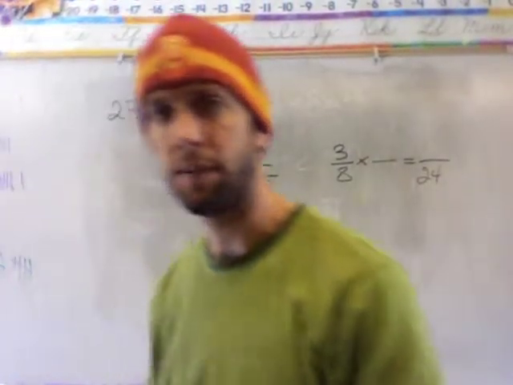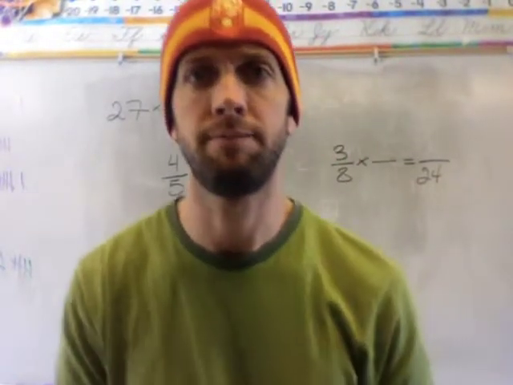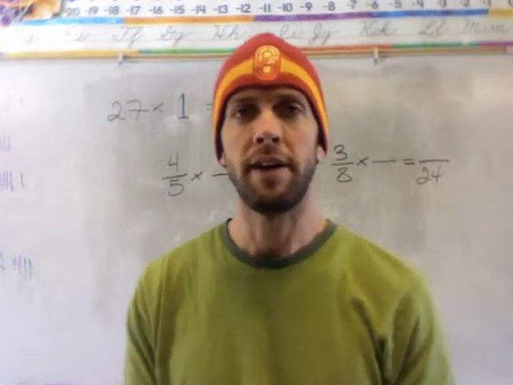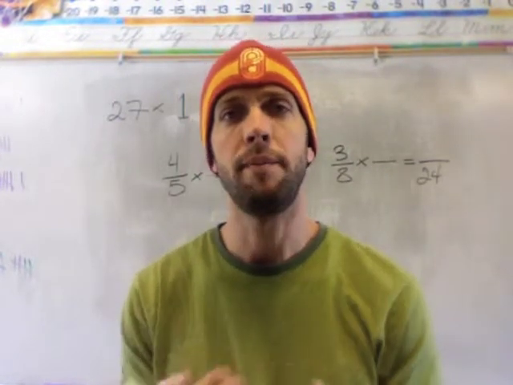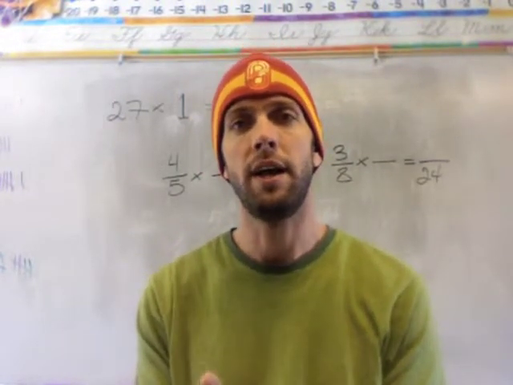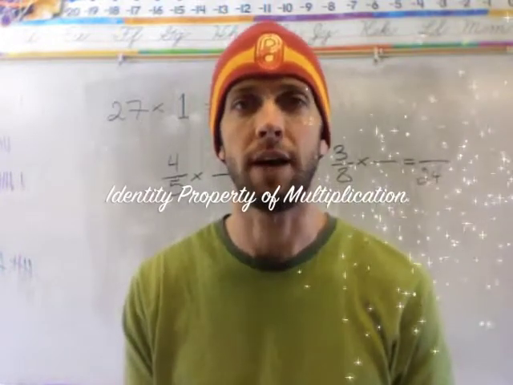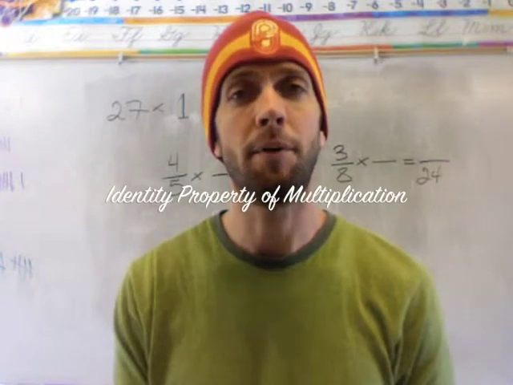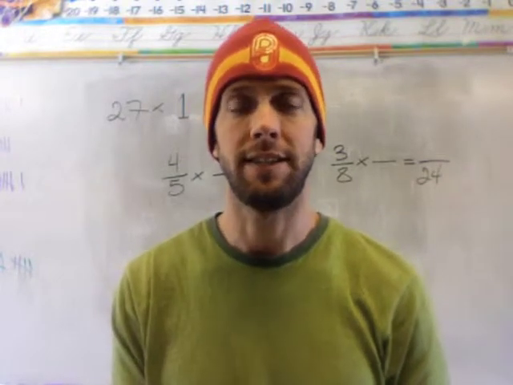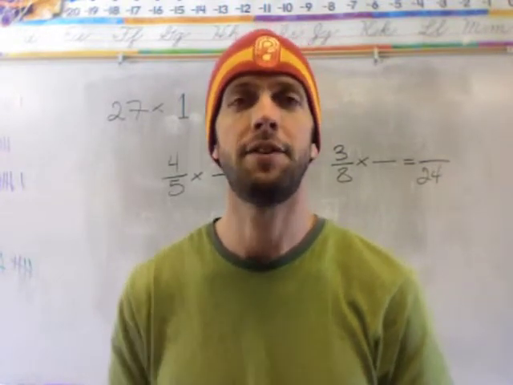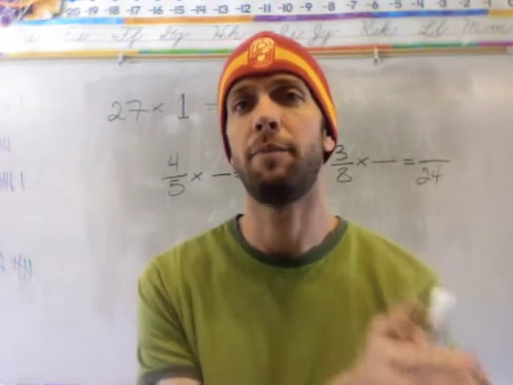And when I stood up there, I was Mr. Osborn, and when I came back here, I'm still Mr. Osborn, right? My identity hasn't changed. And in math, whenever you multiply a number by 1, it stays the same. So they call that the identity property of multiplication. And you're going to need to know about properties, especially in 6th grade. So just commit that one to memory. It's the identity property of multiplication.